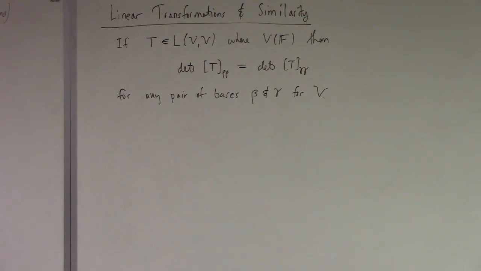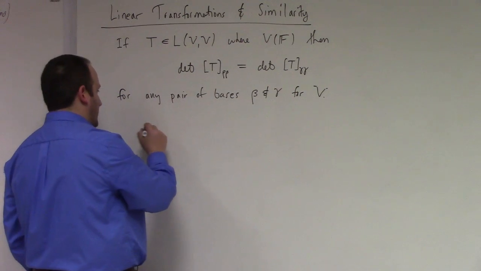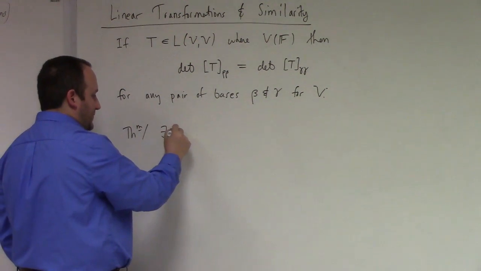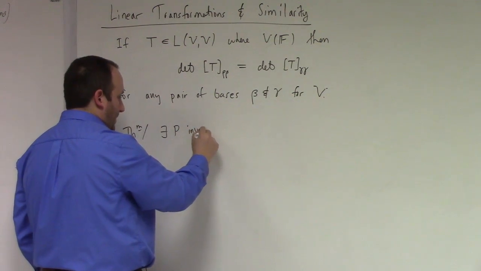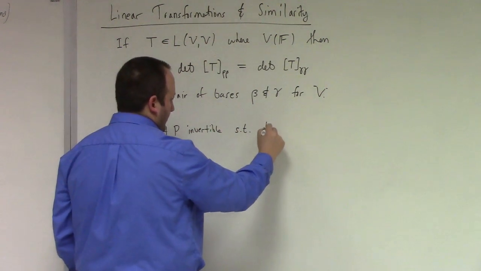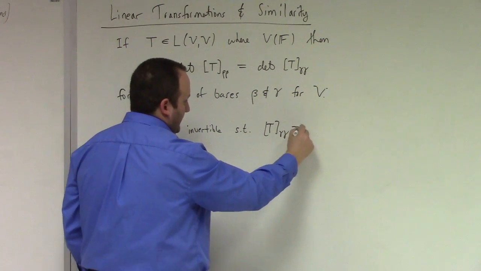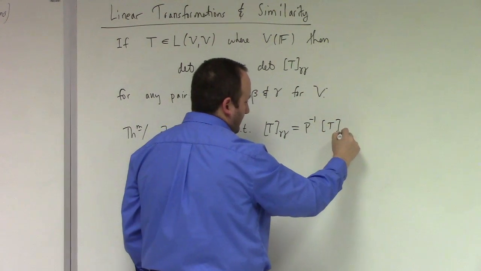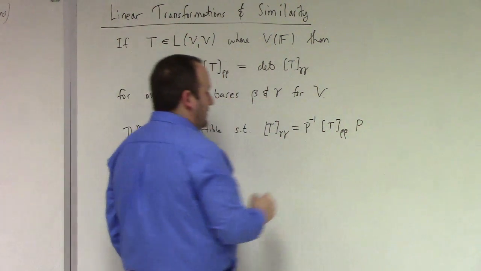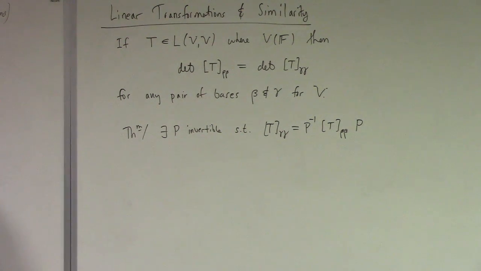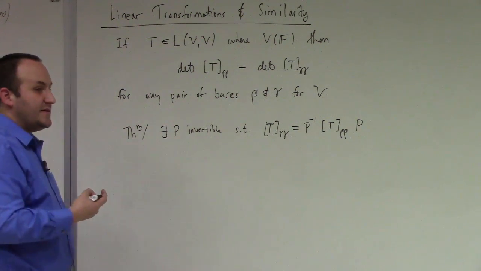Why is that? What's the relation between the matrix of a linear transformation with respect to one basis and another for the same vector space? Do you guys remember? We had a theorem before which said what? There exists P invertible such that T gamma gamma is P inverse T beta beta P. When two matrices are related in this way, they're said to be similar. So the matrices of a linear transformation with respect to two different choices of bases are similar matrices.